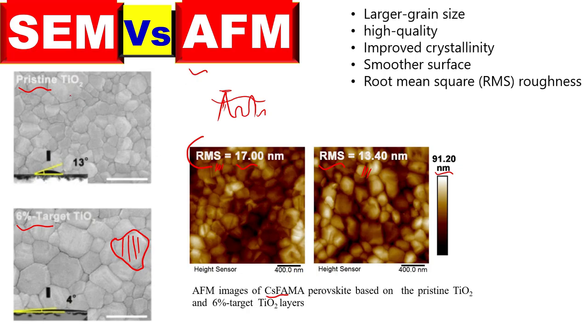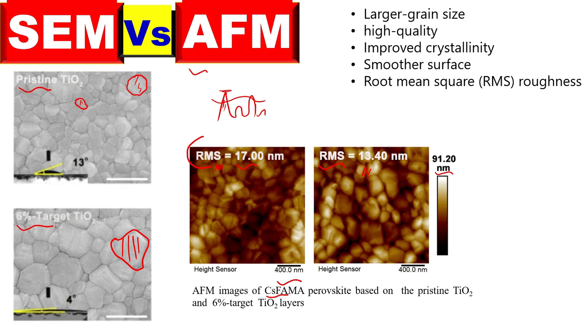So here we can see that in pristine titania, when we deposit this mixed perovskite, there are a large number of small grains here. And the grains are basically varying in size here. We see this is a very small grain here, and here we have this large grain here. So this means that there is no uniformity here.